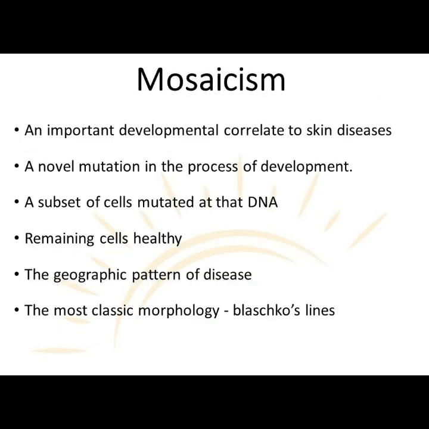Mosaicism occurs when a novel mutation arises during embryonic development. Leads to a subset of mutated cells coexisting with normal cells. Clinical significance. Mutated clones expand along embryonic developmental pathways, producing characteristic patterns on the skin. Classic pattern: Blaschko's lines. Appear as linear or curved streaks, reflecting the migration and expansion of embryonic clones. Seen in many cutaneous genetic disorders.